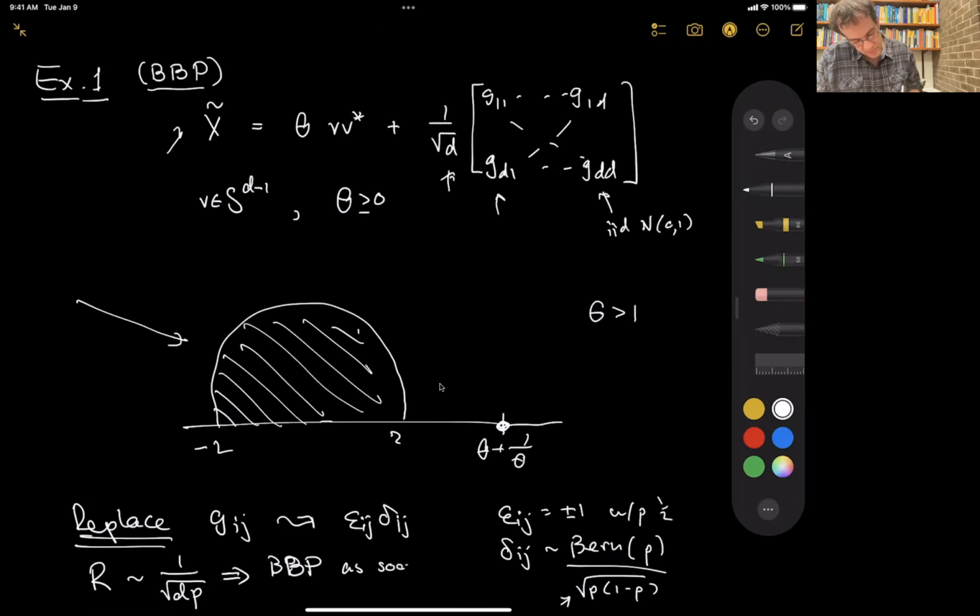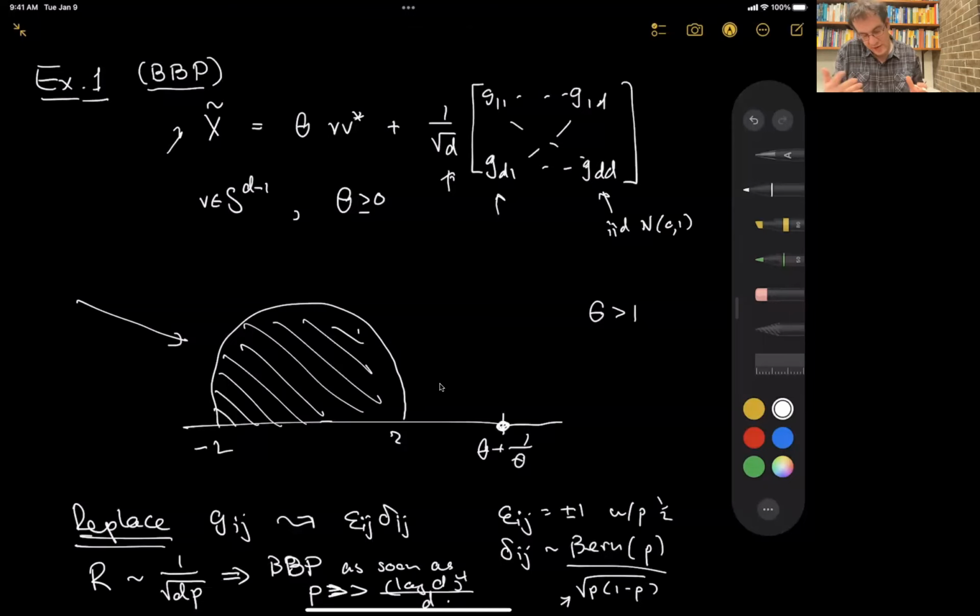As soon as p is much, much larger than some power of log d over d, I think maybe (log d)^4 over d or something like that, you get it completely for free. This is nearly optimal because around log d over d, if p is much less than log d over d, then the graph of the entries becomes disconnected and the matrix behaves completely differently. So the best you could hope for here is log d over d.